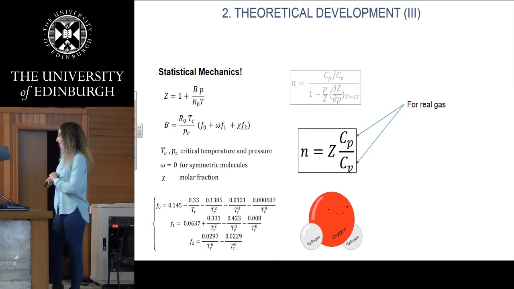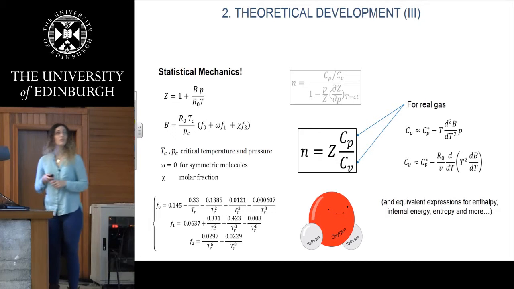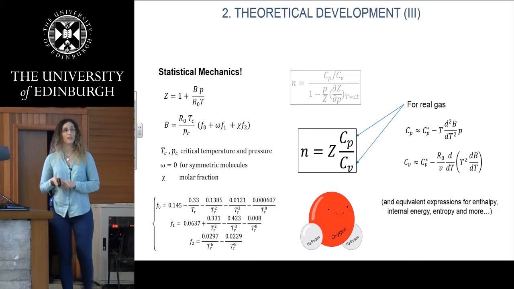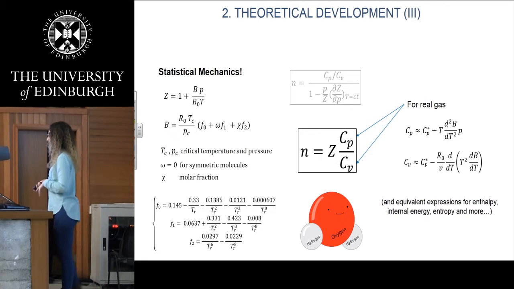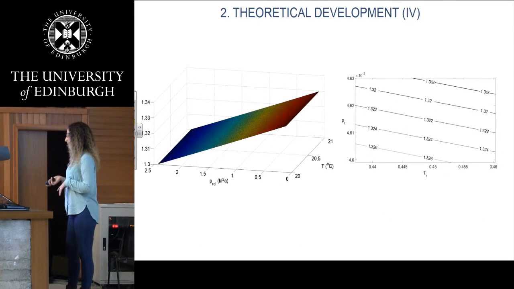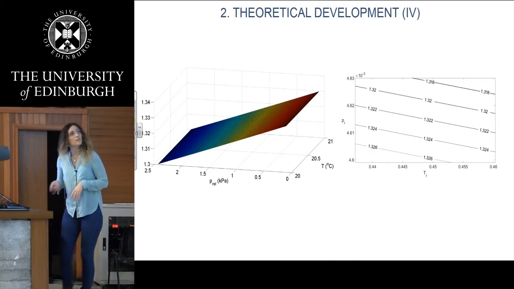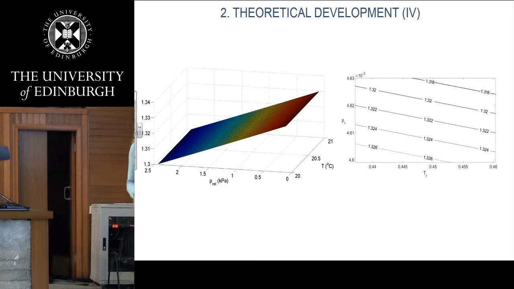Also, we have to take into account that the specific heats now have to be calculated for the real gas. So using statistical mechanics, I have these expressions of the specific heats that depend on the ideal gas specific heats, that are the ones with the asterisk. I also have equivalent expressions for enthalpy, internal energy, etc., but I'm not showing them here. So this is the shape of n.